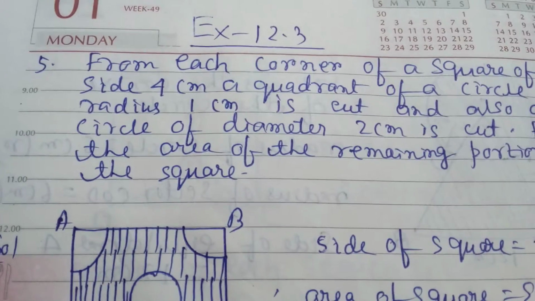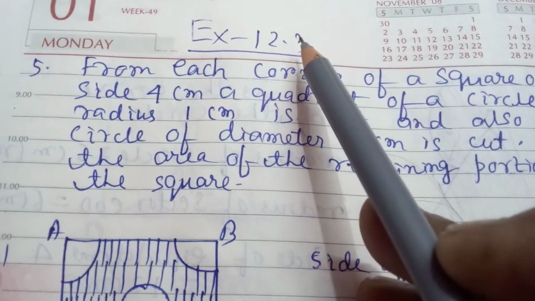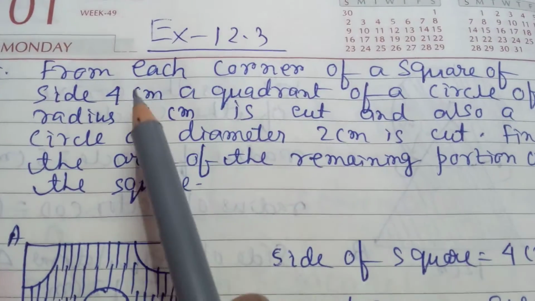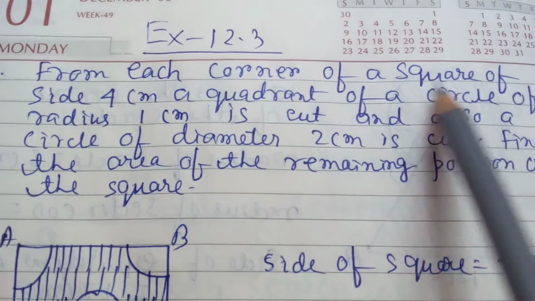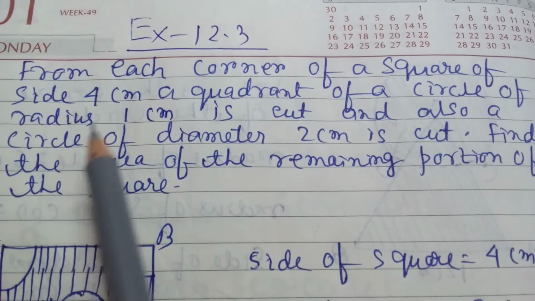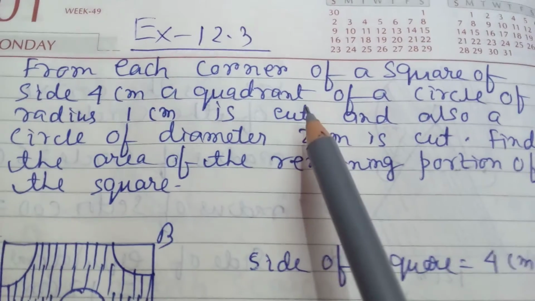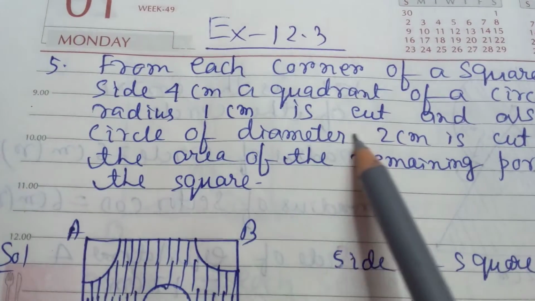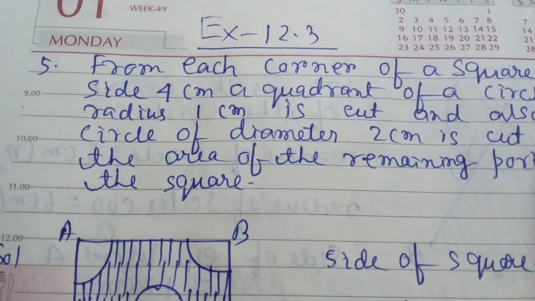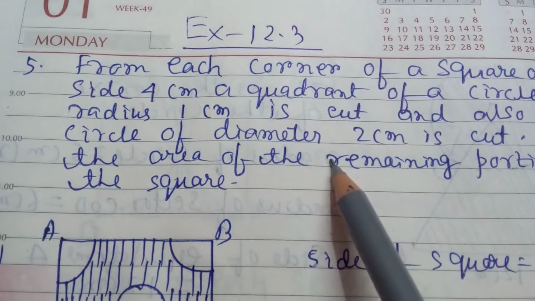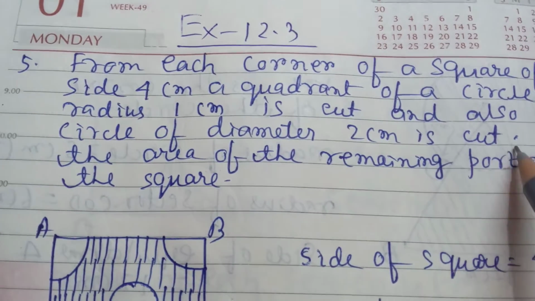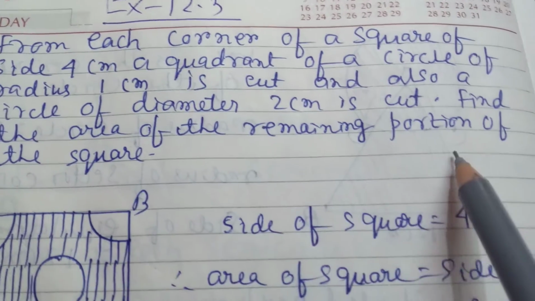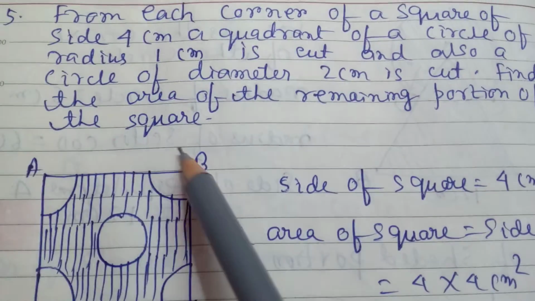Now I shall start exercise 12.3 question number 5. Listen to the question. From each corner of a square of side 4 cm, a quadrant of a circle of radius 1 cm is cut, and also a circle of diameter 2 cm is cut. Now find the area of the remaining portion of the square.